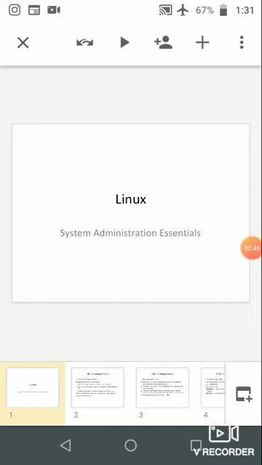And here let us start today's discussion with another essential of system administration. Today we will discuss mainly about disk management in the system. So let us move to the next slide.